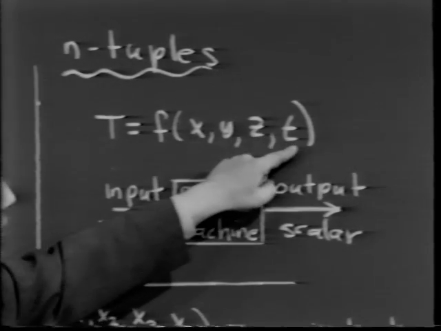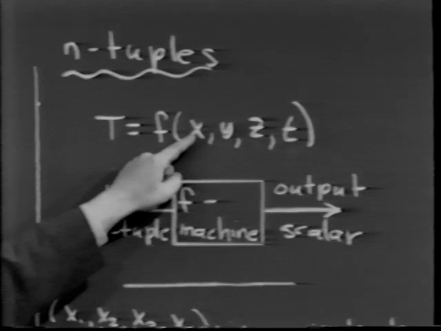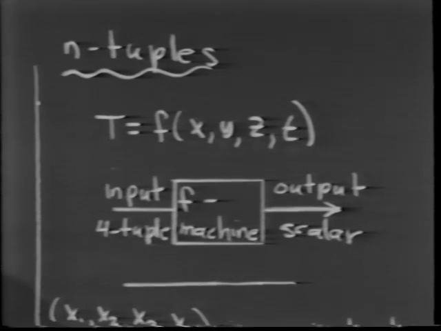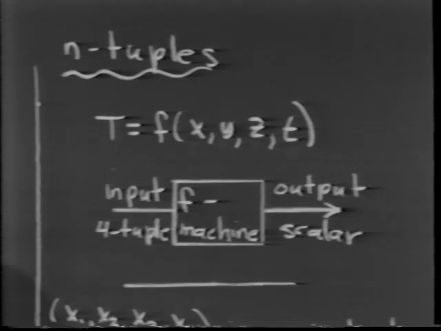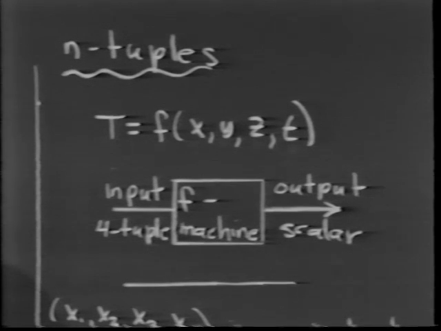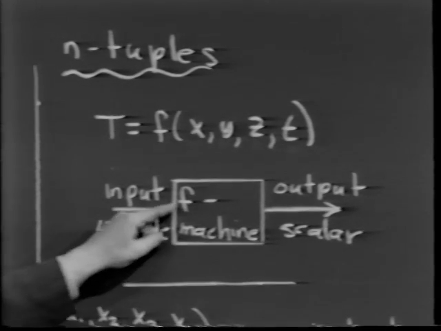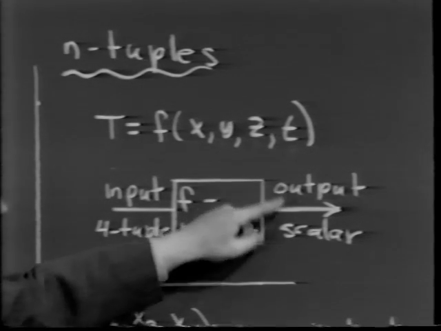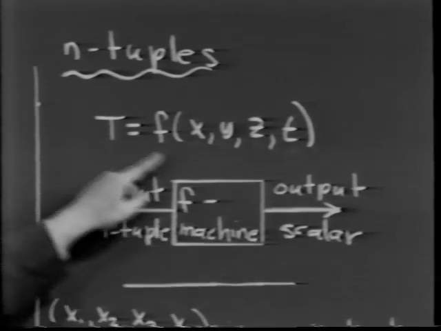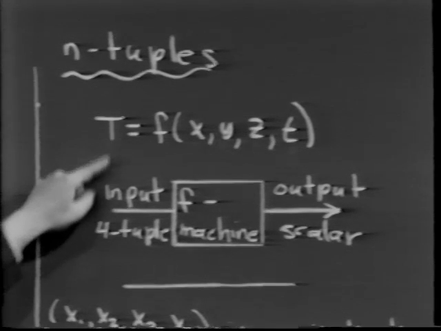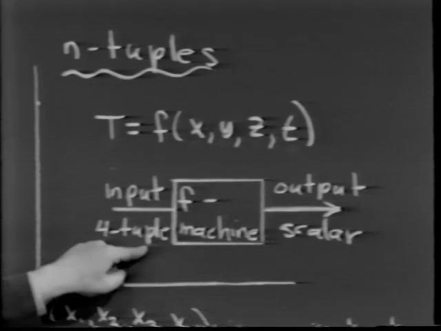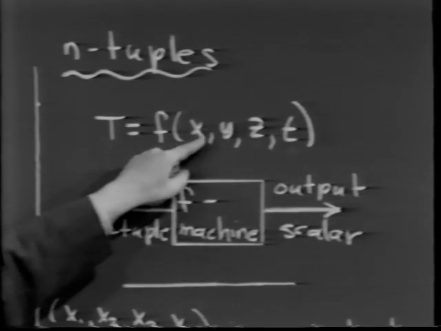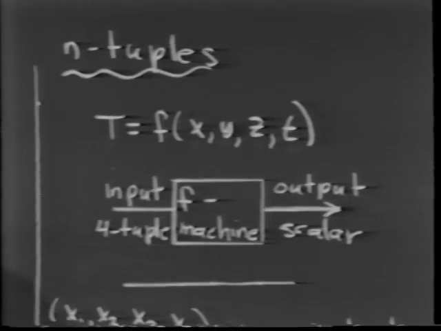Order does make a difference. For example, if I interchange the x and the y coordinate, in other words, x and y, what I'm doing is I'm interchanging the x and the y coordinate of the point in space, and that in general is going to change the point in space. The point, however, is that in this particular F machine, notice that my output is a scalar. Namely, the temperature is a number, but the input is a 4-tuple, namely x, y, z, and t.